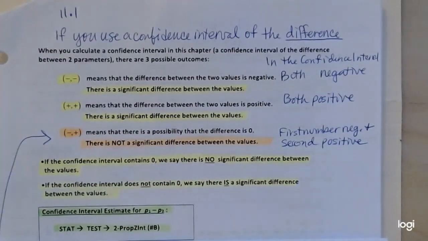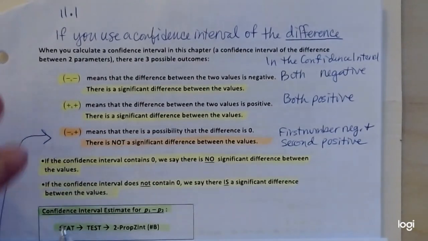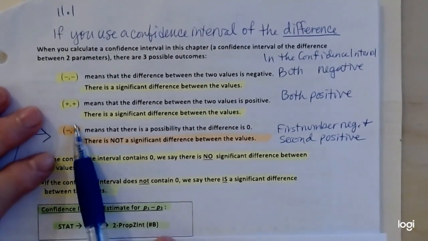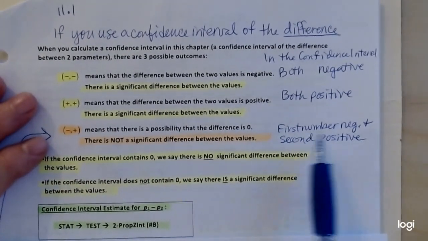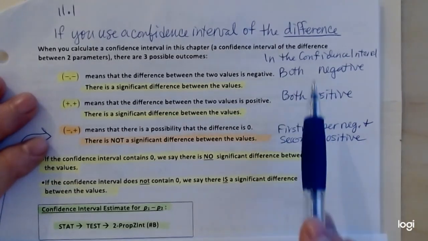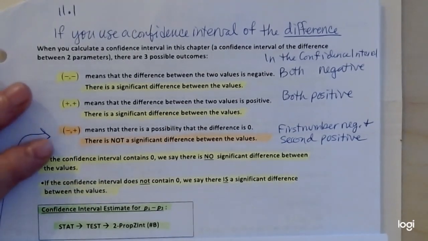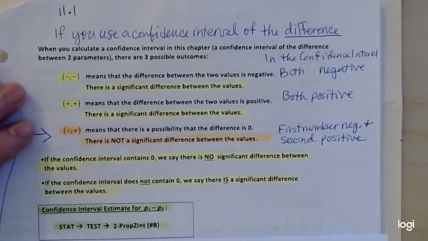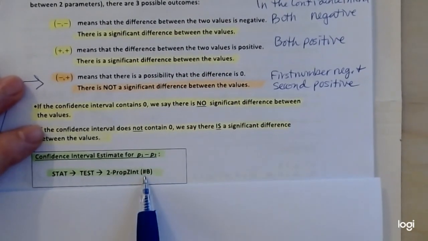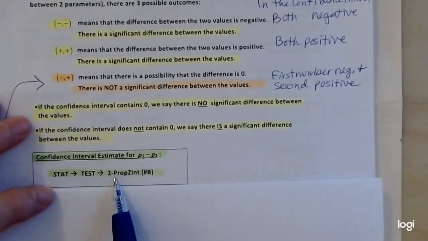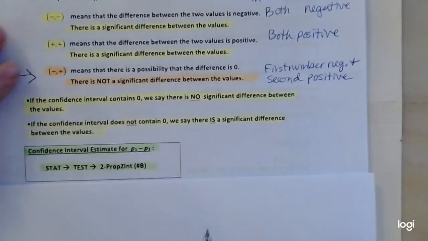They were basically equal. And remember, that would support the null hypothesis if we were doing it as a hypothesis test. So if we get this kind of interval, it means there is not a significant difference between the values. And that's when the first number is negative and the second number is positive. If they're both negative or both positive, we'll conclude that there is a significant difference between the values, and that would be the equivalent of rejecting the null hypothesis. So we're going to use the 2-prop Z interval. This is one we haven't used before because we weren't working with two proportions before, and we'll create this confidence interval to conduct this test.